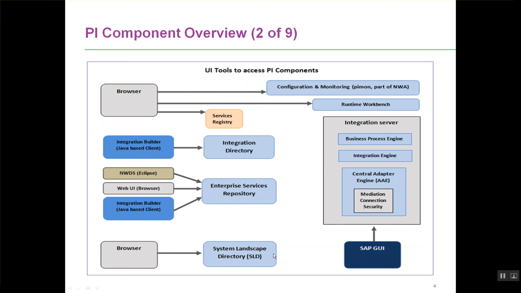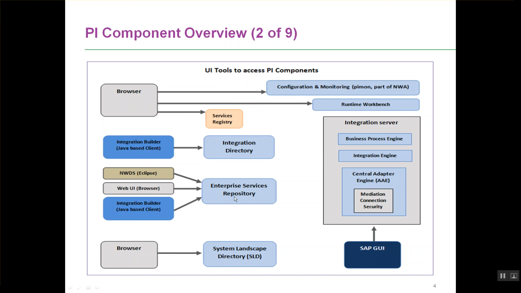System landscape directory is accessed via a browser. So you can use Internet Explorer, Chrome, or Firefox. There are certain restrictions around which version of browser supports which version of PI, but at the end of the day, the front-end tool that you use to connect to the system landscape directory is a browser. The enterprise service repository is your design time of PI, where you design your interfaces.